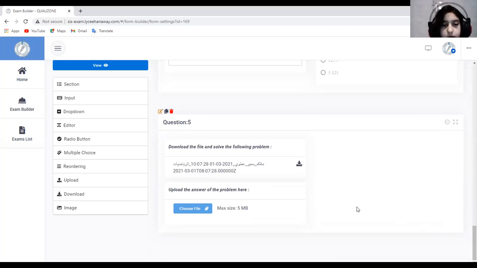Okay. Last question. Most of the mistakes were in question 5. Some students didn't upload the file. Did you see here, upload the answer of the problem, choose file? Yes. So when you download the file about the problem, you solve the problem on a draft paper. When you finish, you take a photo. Okay, it is like sending me homework on the learning files, the same way. Choose file, then send me the answer. But some students forgot to send the answer. So in the other exams, they will not get any points. You have to pay attention.